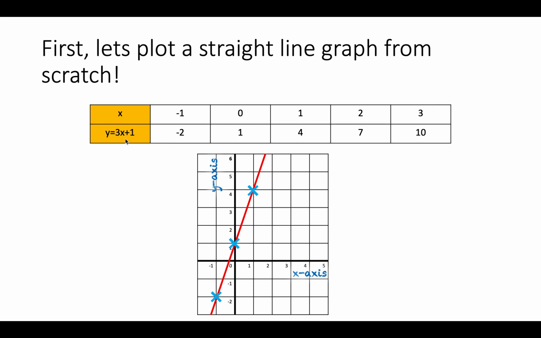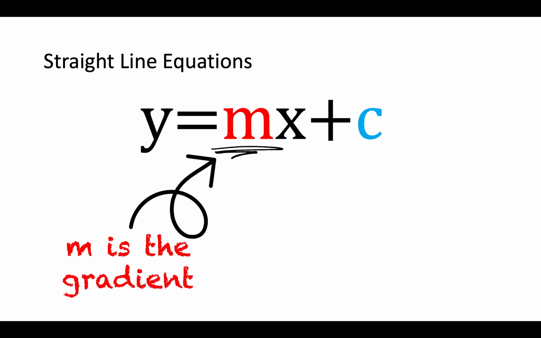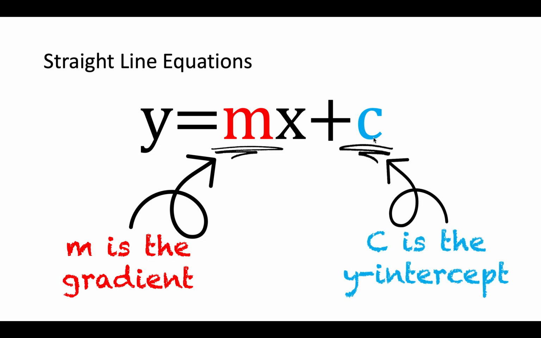And what you will find is that every straight line, that is y equals something times x plus something, will make a straight line on a graph like this. The rule for this is that if you've got y equals mx plus c, the number in front of the x, the m, represents the gradient. The number on the end, the plus c, represents the y-intercept. Intercept is a fancy word, and it just means where it crosses the y-axis.